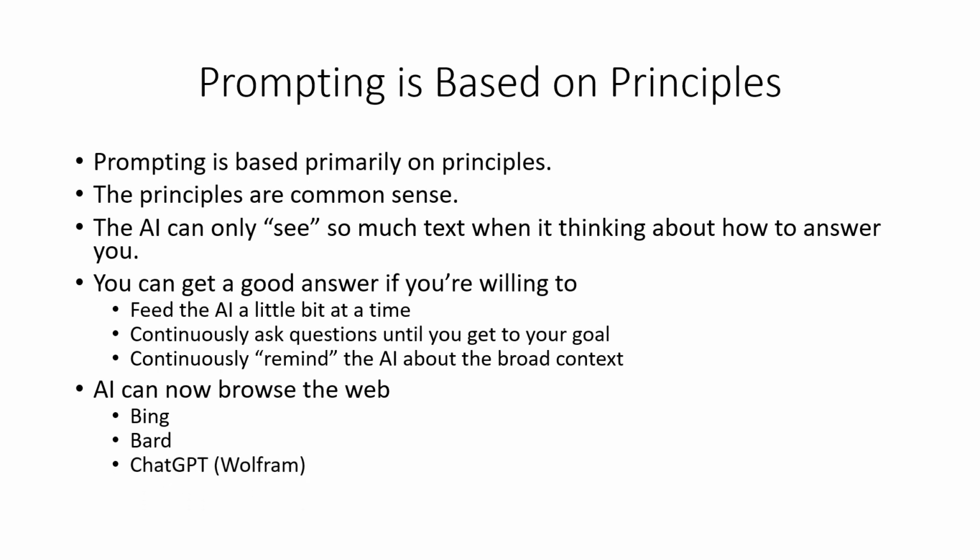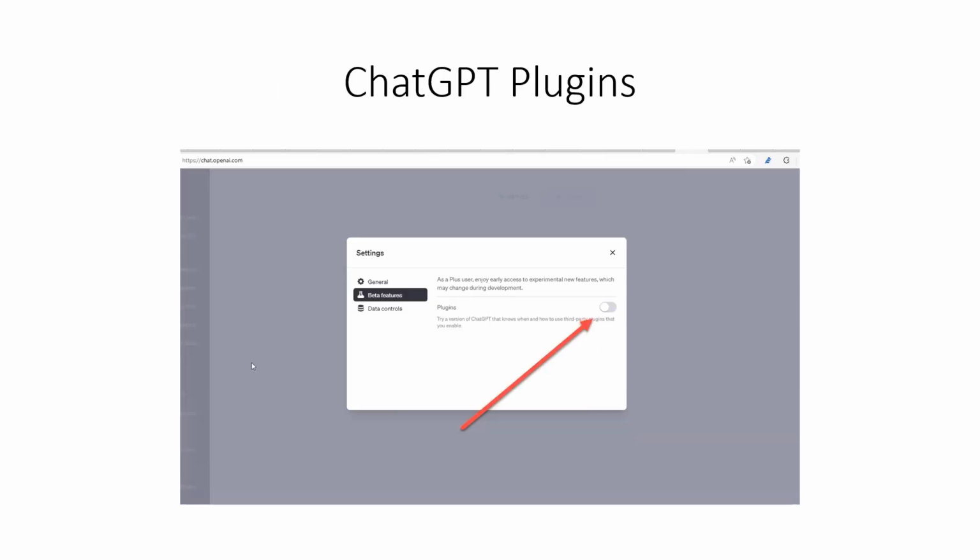And now ChatGPT has a plugin for Wolfram. So ChatGPT, as of this recording, can also browse the web. If you've got ChatGPT Plus, and you go to your plugins or your settings section, you're going to see some beta features. You're going to turn on those beta features, and then you're going to get the Wolfram plugin so that your ChatGPT account can browse the web.